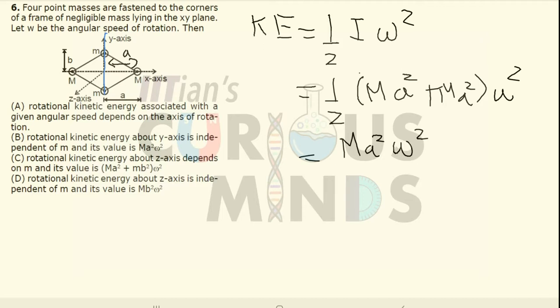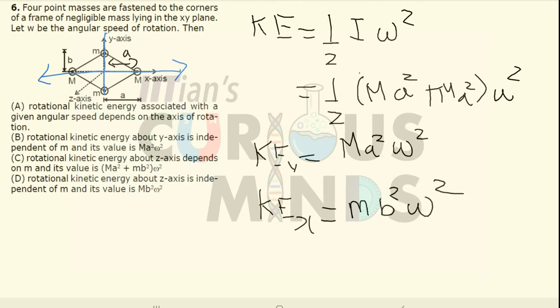If I take the axis along the x axis, similarly I will use the same formula. This is the kinetic energy along the y axis, and the kinetic energy along the x axis will be, instead of capital M, small m, and the perpendicular distance is b, so small m b square ω square. So option A is correct: the rotational kinetic energy depends on the axis of rotation of the body, because along the y axis it is different and along the x axis it is different.